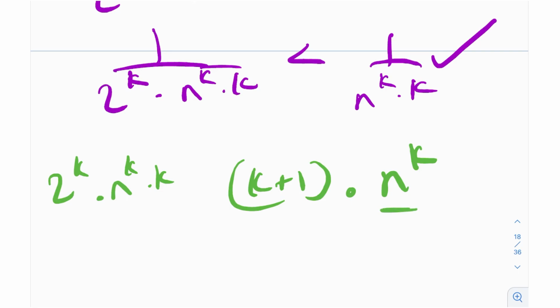So n raised to the power k is common on both sides. It's not making any difference. Might as well forget about it.